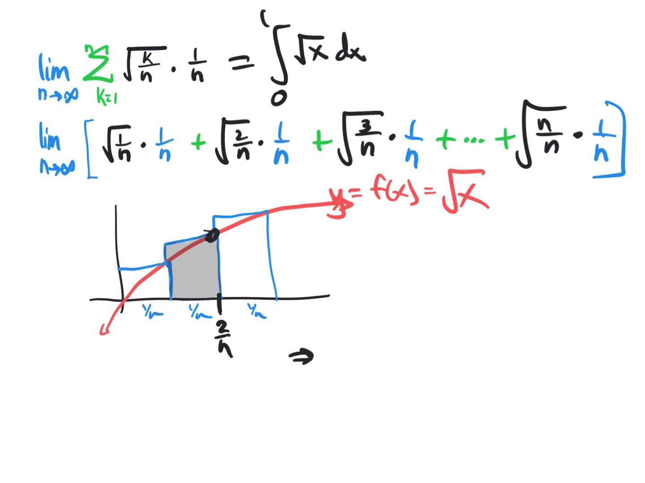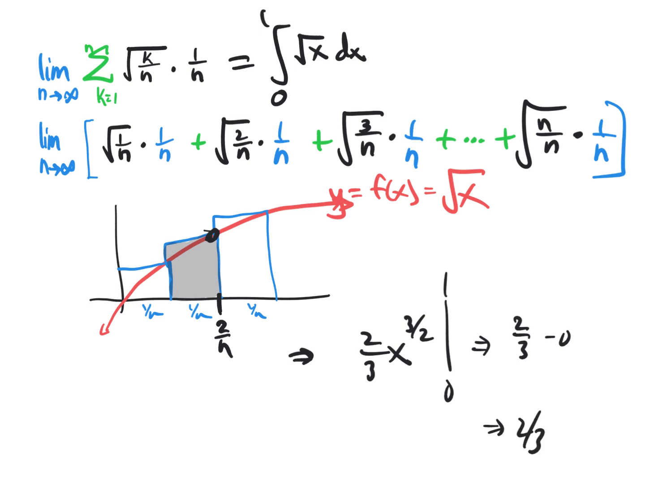The antiderivative of the square root of x is 2/3 x to the 3/2. Evaluate from 0 to 1. That gives us 2/3 minus 0, or just 2/3. Answer choice C.